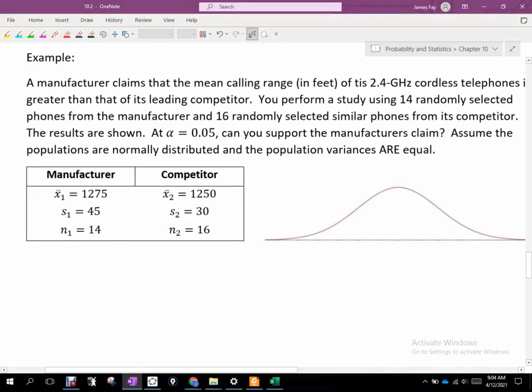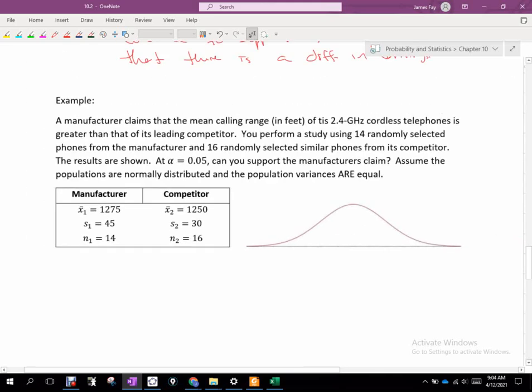Why don't you guys run through this last one? So the manufacturer claims that the mean calling range in feet of its 2.4 gigahertz cordless telephone is greater than that of its leading competitor. You perform a study using 14 randomly selected phones from the manufacturer and 16 randomly selected phones from its competitor. The results are shown. Can you support the manufacturer's claim? Assume that populations are normally distributed and population variances are equal.